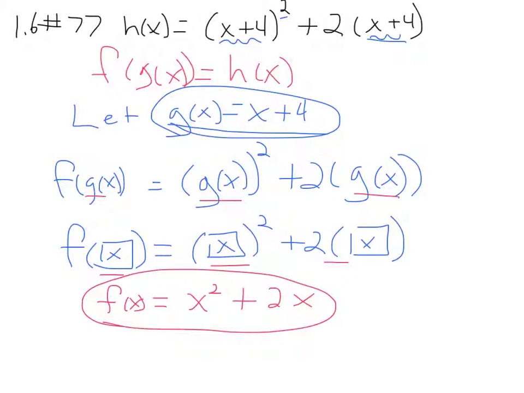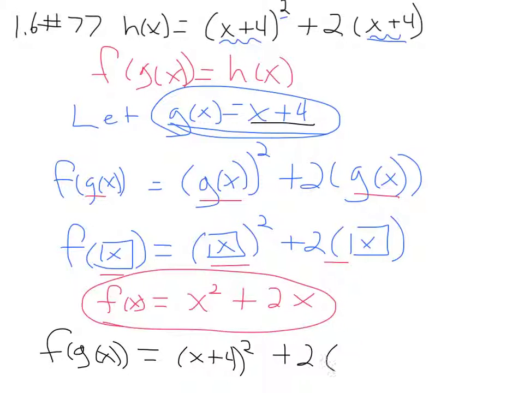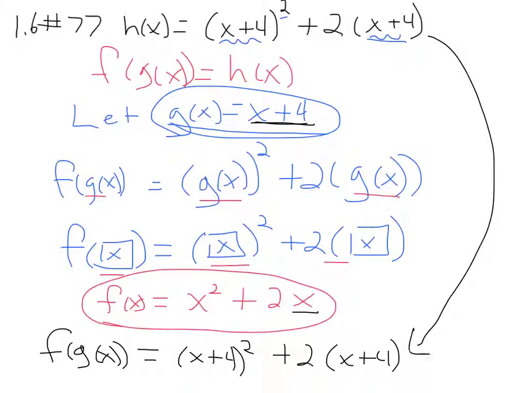And if we want to check it out, if I put everything back in, do I get the same function back? F of g of x. Okay. Instead of x, I want to put my g of x, which was x plus 4 squared, plus 2 times my, instead of x, I want to put my g of x, x plus 4. And I do indeed get the exact thing back.